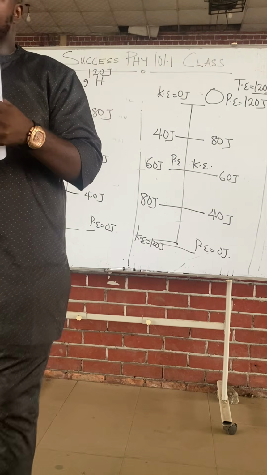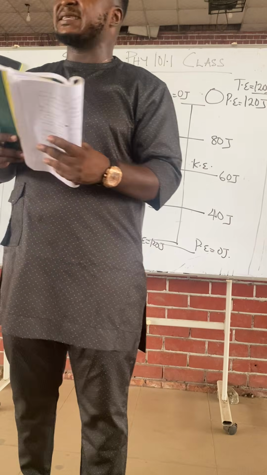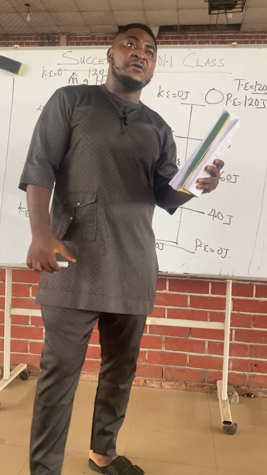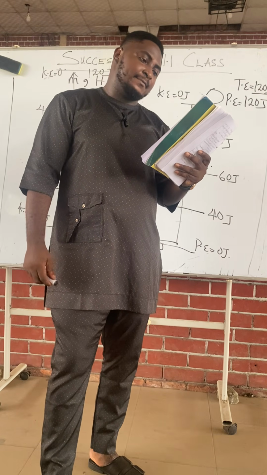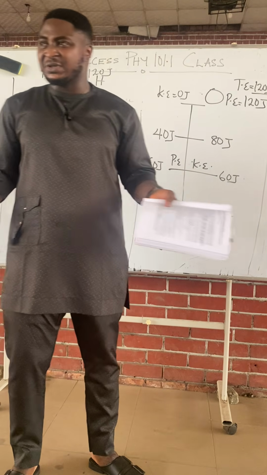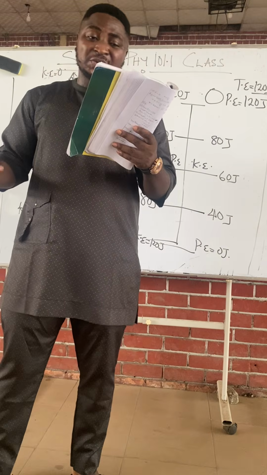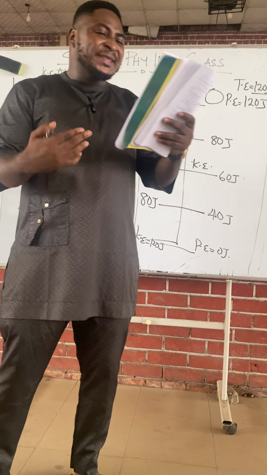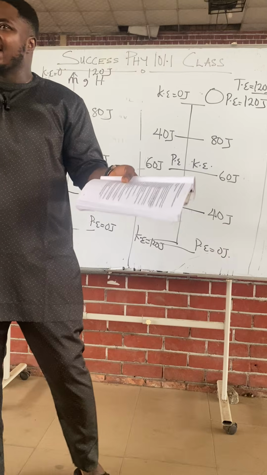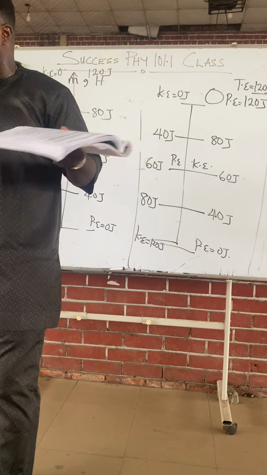A bullet of mass 0.002 kg is moving with a velocity of 500 meters per second. What is the kinetic energy? Is that not a dream question for a student? They give you mass and velocity and say find kinetic energy. What do you do? Half mv squared.